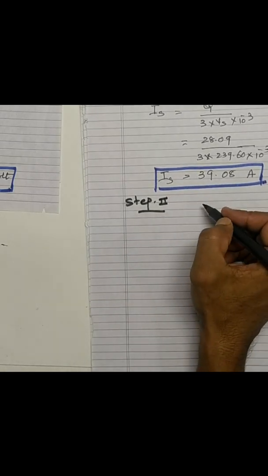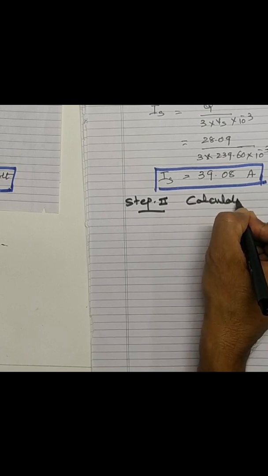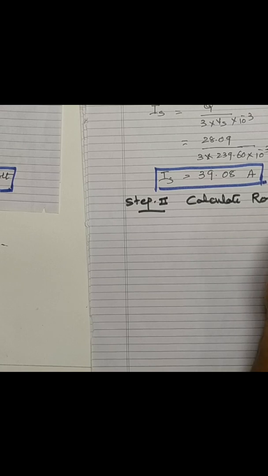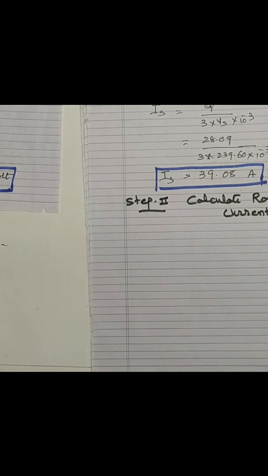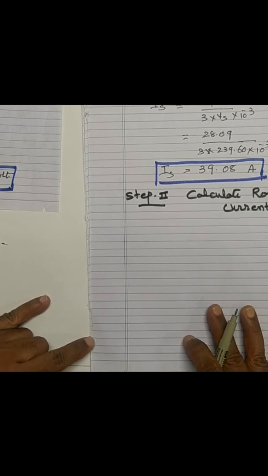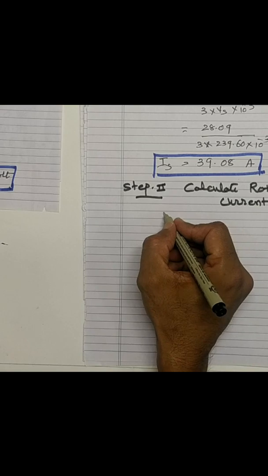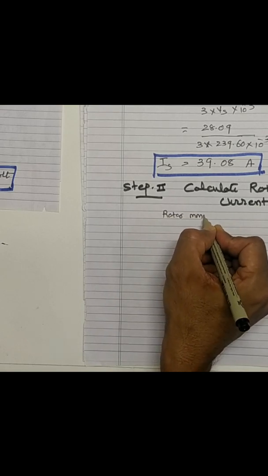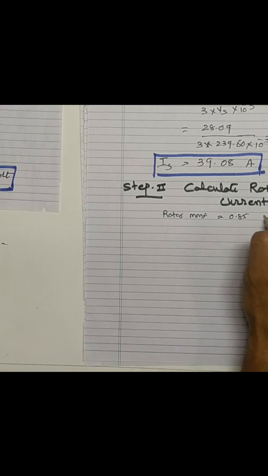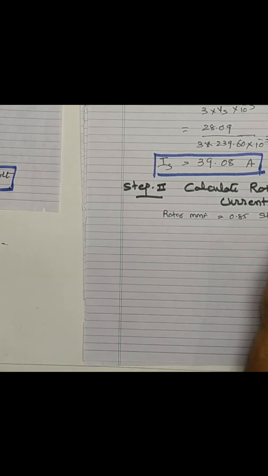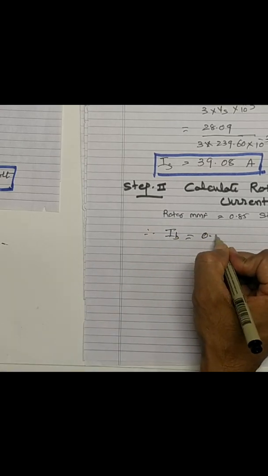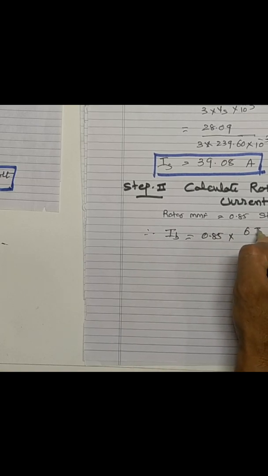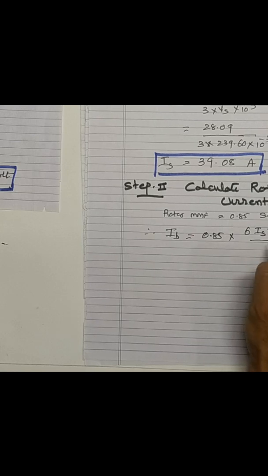In step 2, we will be able to calculate rotor bar current. In the first step, we calculated our stator current. Now in step 2 we will calculate rotor bar current. One condition is given: rotor MMF is 85% of stator MMF. Therefore, we apply this equation for bar current IB, that is 0.85 times 6 IS TS divided by SR.